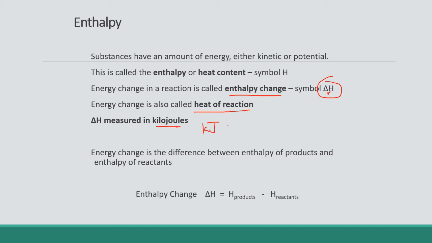And you'll see that on packets of food, for example, that's the amount of energy in the food when your body uses it. Okay, energy change is the difference between the enthalpy of the products and the enthalpy of the reactants. So the enthalpy change, or the delta H, or heat of reaction, is the heat in the products minus the heat in the reactants.